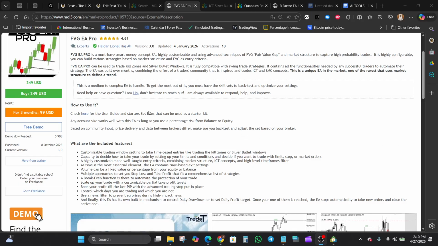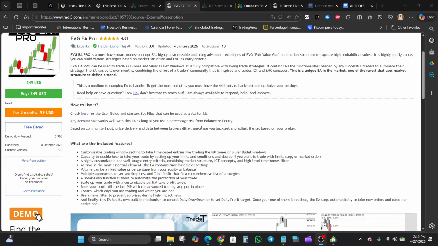At its core, this EA is built around precision entries, not frequency. So instead of constantly placing trades, it waits for specific conditions like the formation of a fair value gap, combined with confirmation from market structure. So what this means is that the EA is trying to enter trades at areas where price is likely to retrace into inefficiencies before continuing in the overall direction.